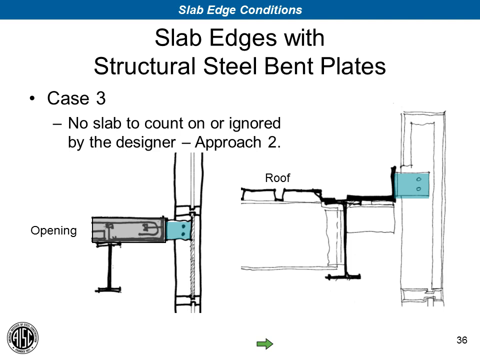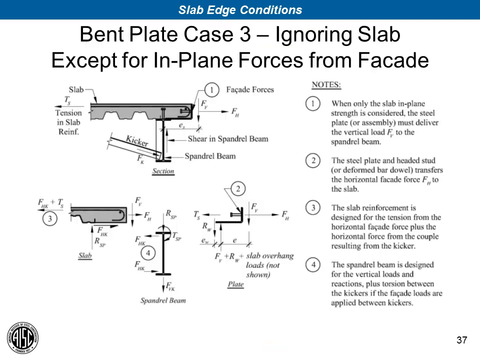In the third case, where we have a slab edge with a structural steel bent plate, the designer does not have a slab, because there's an opening adjacent to it, or perhaps there is no concrete slab on deck. Maybe it's just a simple, flexible, non-composite roof deck. And we somehow have to transfer those facade loads back into the spandrel beam. So in this case, the bent plate, or whatever other hardware you provide, has to transfer the load directly into the spandrel beam. So when you do this, you need to consider the fact that the vertical force gets transferred through bending and shear through the bent plate and has to get resolved into the spandrel beam.